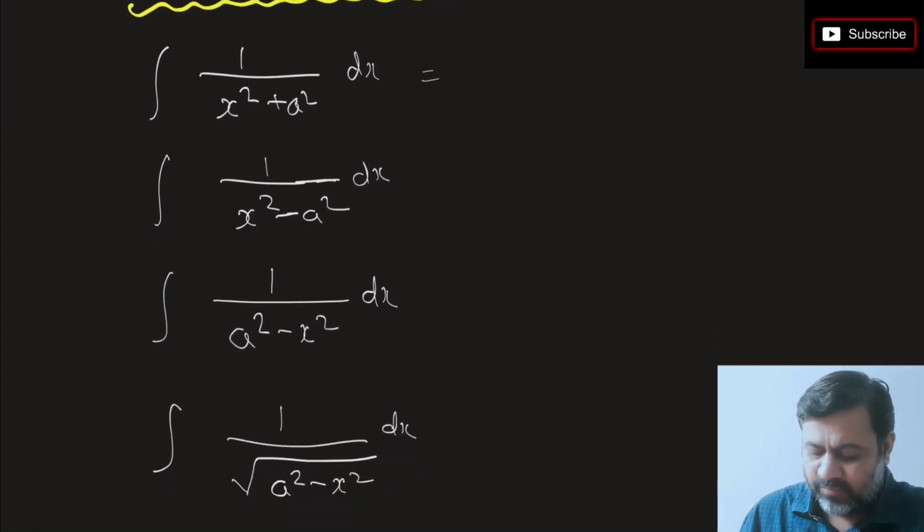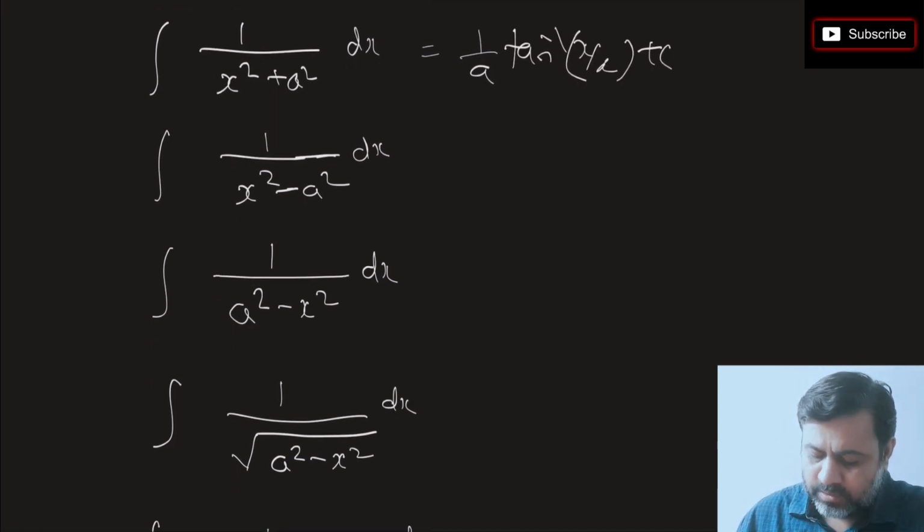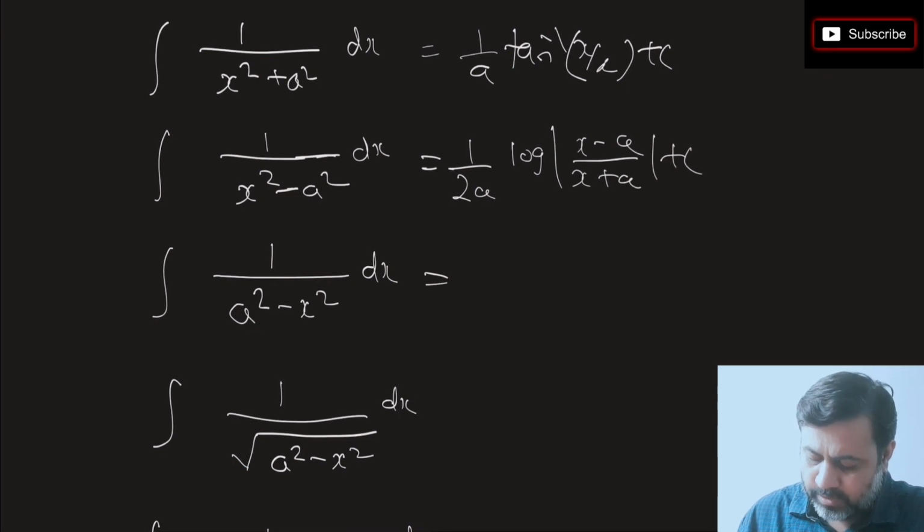So the first one is 1 by x square plus a square, which is 1 by a tan inverse of x by a plus c. First one was variable plus constant. Next one is variable minus constant. So it is 1 by 2a log mod x minus a upon x plus a plus c. Next one 1 by 2a log mod a plus x upon a minus x plus c.